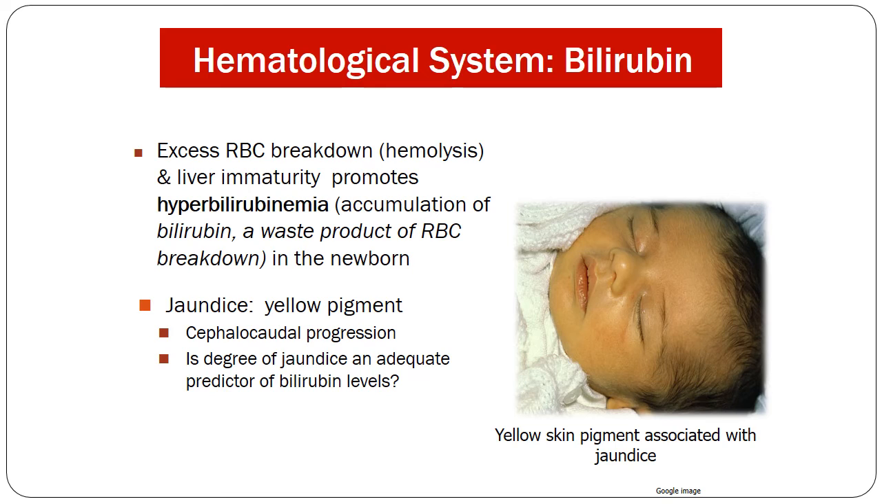So let's, again, we're looking at excessive red blood cells being broken down by hemolysis. The liver's immature, and that's promoting hyperbilirubinemia, which is the accumulation of the bilirubin, which is the waste product of the broken red blood cell. So we see jaundice, which is a yellow pigment. When we first start seeing them jaundiced, it usually starts in the face and works its way down. The further down the body it goes, the higher the level of jaundice.